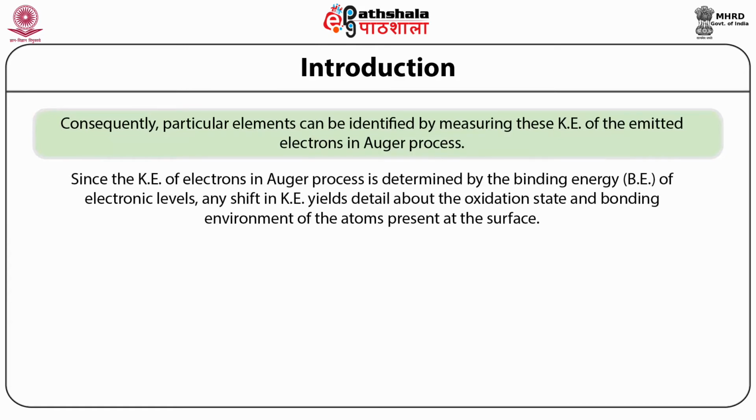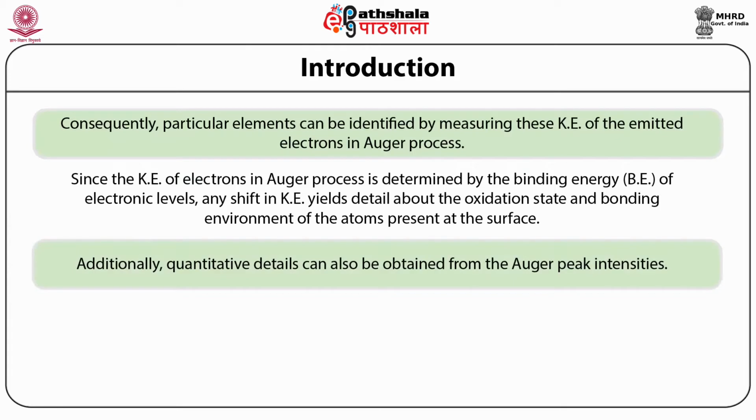Since the kinetic energy of electrons in the Auger process is determined by the binding energy, that is BE, of the electronic levels, any shift in the kinetic energy yields detail about the oxidation state and the bonding environment of atoms present at the surface. Additionally, quantitative details can be obtained from the Auger peak intensities.